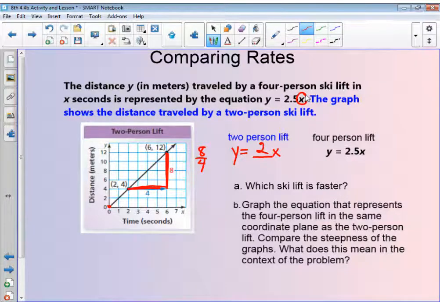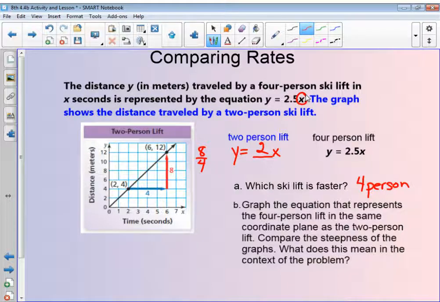So it says, which ski lift is faster? Well, if I can travel 2 meters per second versus 2.5 meters per second, the one that has the bigger number is going to be faster. So that would be the 4-person ski lift. Okay, if you couldn't get that from the equation, we can go ahead and actually graph it out because they're going to want us to do that anyway. So letter B says graph the equation that represents the 4-person ski lift in the same coordinate plane as the 2-person. Compare the steepness of the graphs. What does this mean in context of the problem?